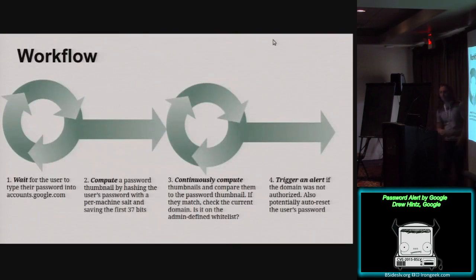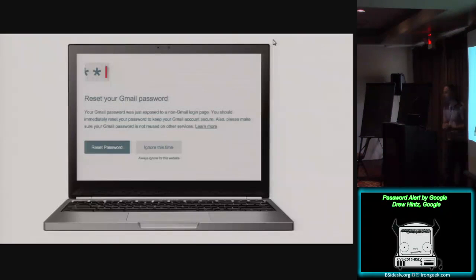So a quick overview of the workflow: Password Alert is a Chrome extension that sits there and learns about your password whenever you successfully authenticate to Google. Once it learns about it, it saves a reduced-bit salted hash in Chrome's local storage. From then on, it can compare whatever you're typing to see if the most recent keystrokes hash to the value that it has saved. If they do, then it knows that you typed your password, and then it can trigger an alert.